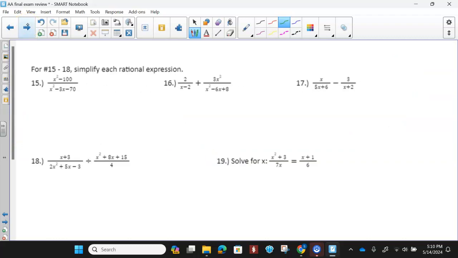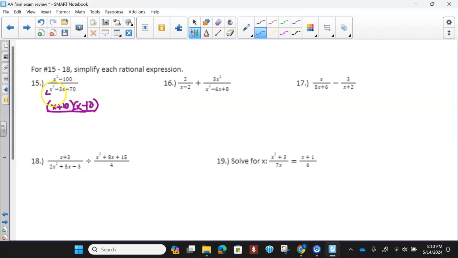So now I'm going to end with our rational expressions. So with question 15, we are just simplifying. So first off here, we need to make sure to factor our numerator and denominator, right? So here we go. Well, square root of 100 is 10. So here we've got x plus 10 and x minus 10.